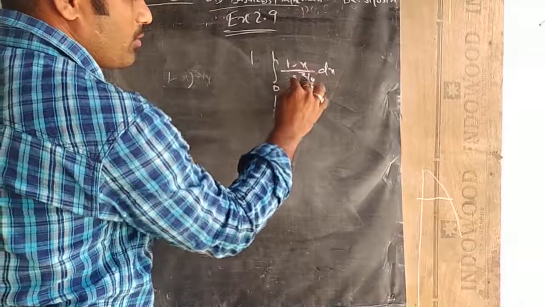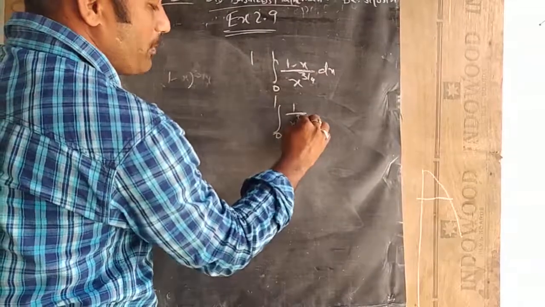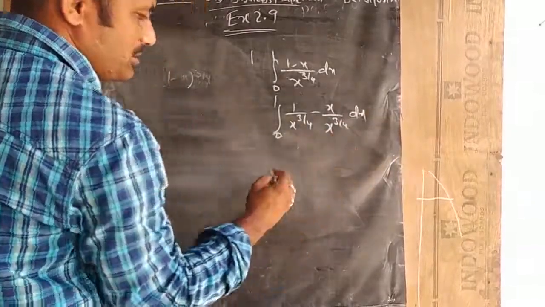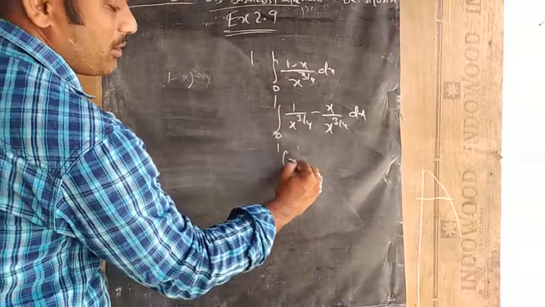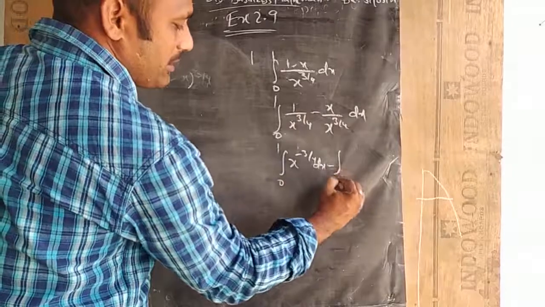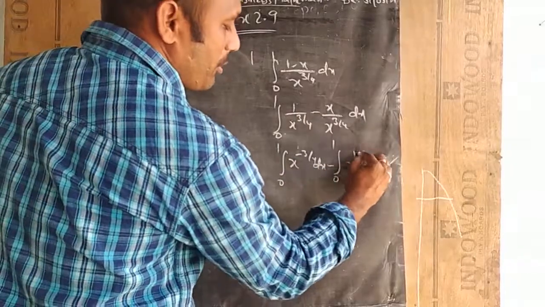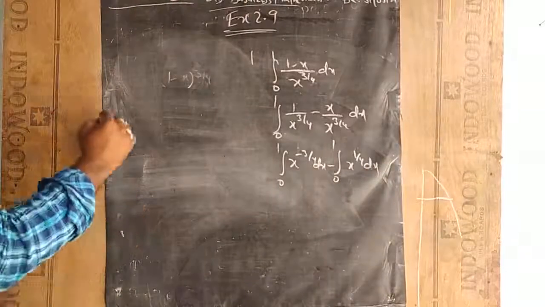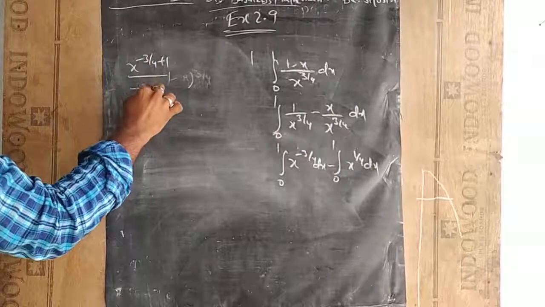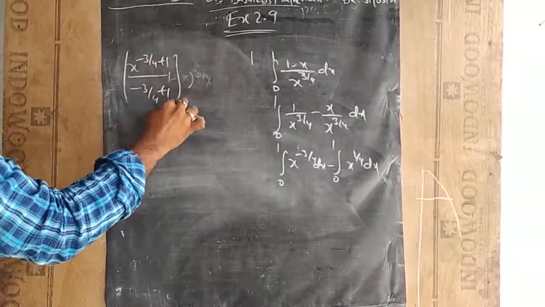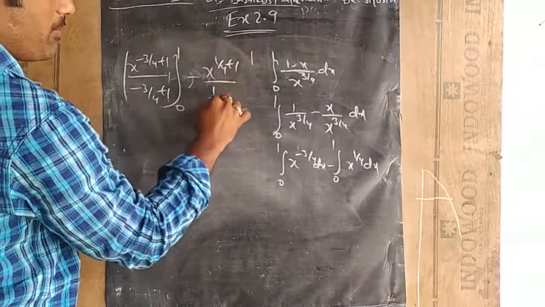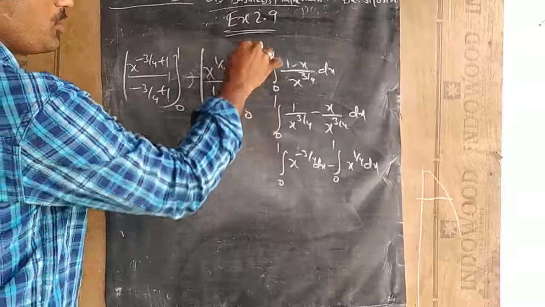Integral 0 to 1, 1 by x to the power of 3 by 4 minus x by x to the power of 3 by 4 dx. So integral 0 to 1, it will become x to the power of minus 3 by 4 dx minus integral 0 to 1 x to the power of 1 by 4 dx. So x to the power of minus 3 by 4 will be x to the power of (minus 3 by 4 plus 1) over (minus 3 by 4 plus 1), over the limits 0 to 1, minus x to the power of (1 by 4 plus 1) over (1 by 4 plus 1), over the limits 0 to 1.